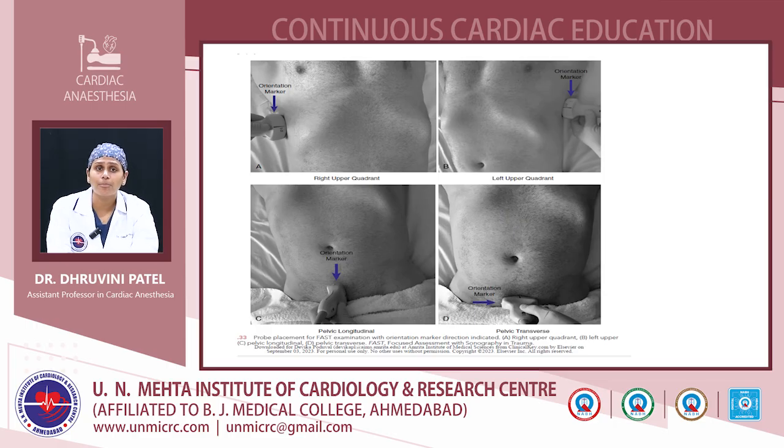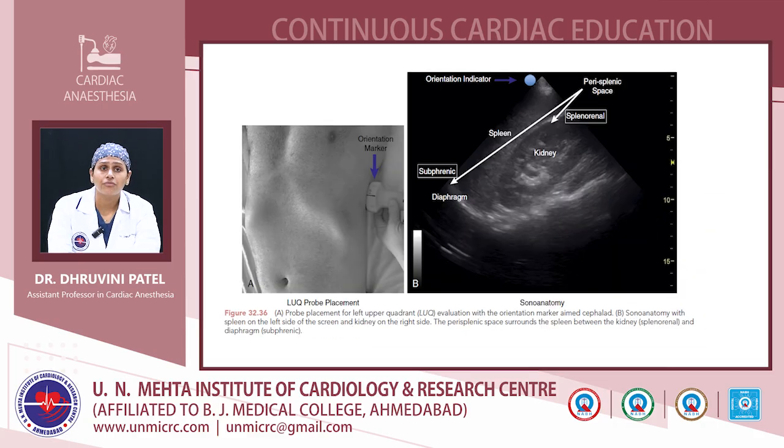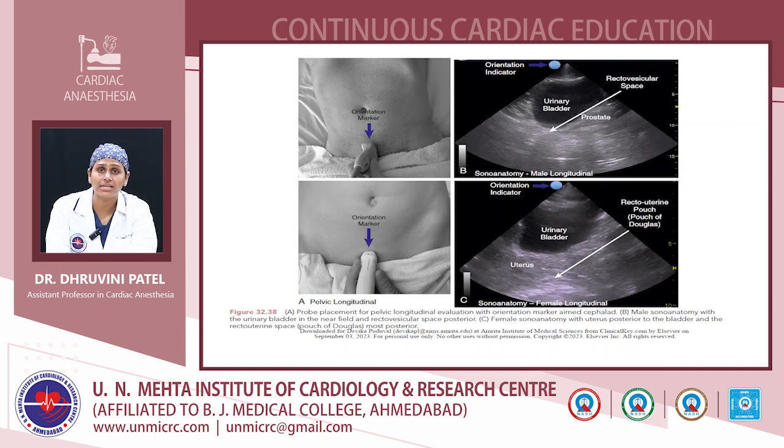This figure shows the probe placement for the FAST examination with marker orientations. Probe placement for the right upper quadrant is to see the hepatorenal recess, Morrison pouch, between the liver and kidney. This figure shows the left upper quadrant marker orientation to diagnose free fluid in the perisplenic space between the spleen and kidney, and between the spleen and the diaphragm, to diagnose free fluid in the subphrenic and splenorenal space. This figure shows a free fluid collection in the perisplenic space.